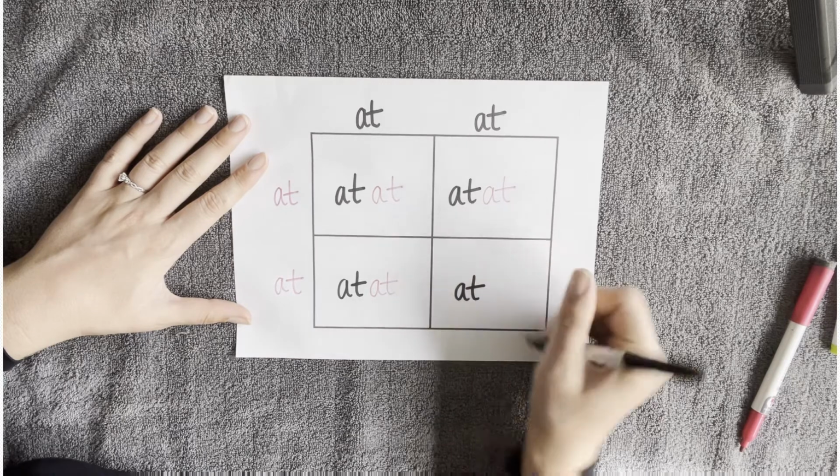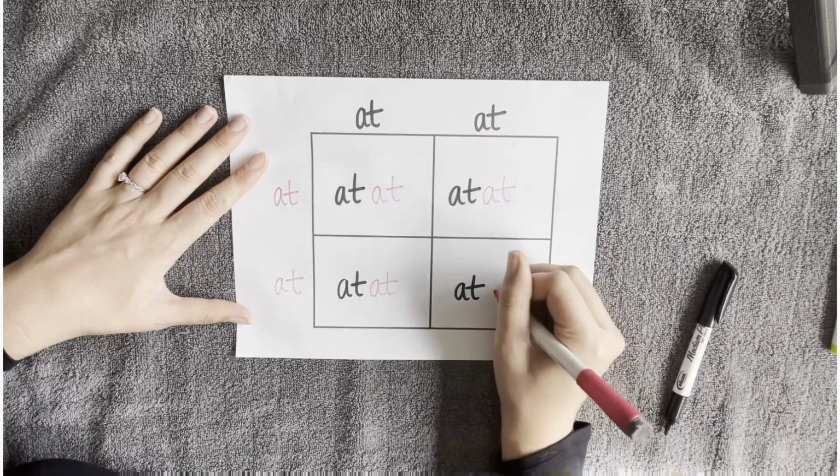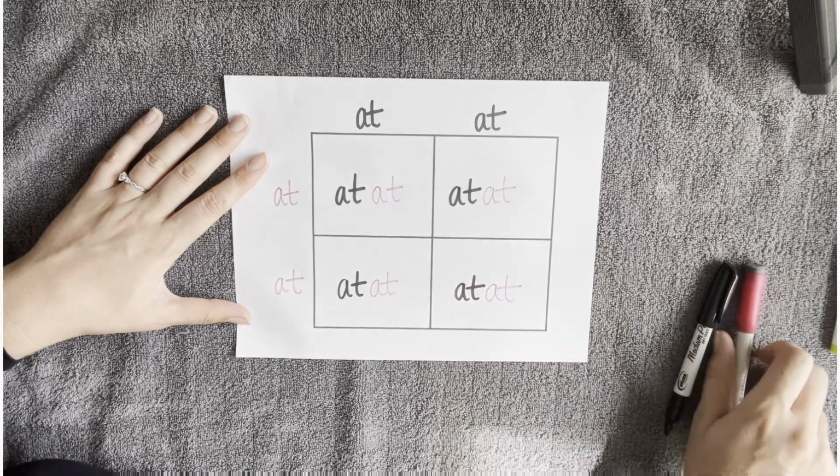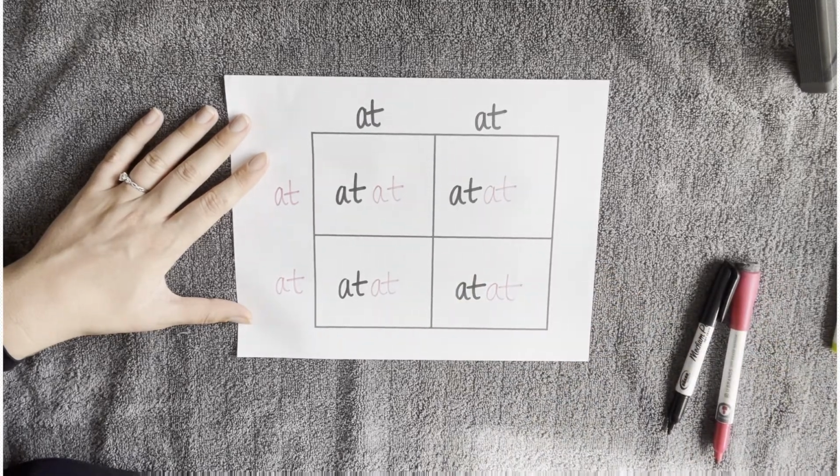Okay? So as we're finishing up this Punnett square, we can see that our homozygous recessive bicolor black parents that are both genotyped at lowercase at, are making 100% offspring, lowercase at. That means that 100% of these offspring are going to be bicolor black.